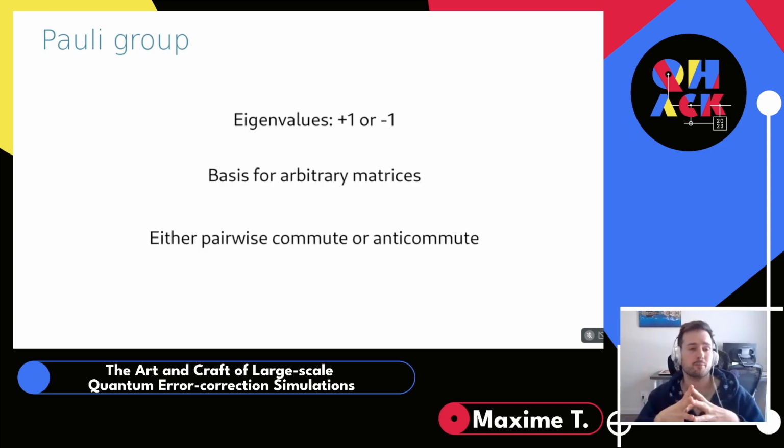And they have nice, important properties. First, they have eigenvalue ±1. They are a basis for arbitrary matrices, so any matrix can be written as a sum of Pauli operators. And each of the n-qubit Pauli operators either pairwise commutes or anti-commutes. And how can we use this Pauli group in practice to design quantum error correction? That's the goal of this presentation.